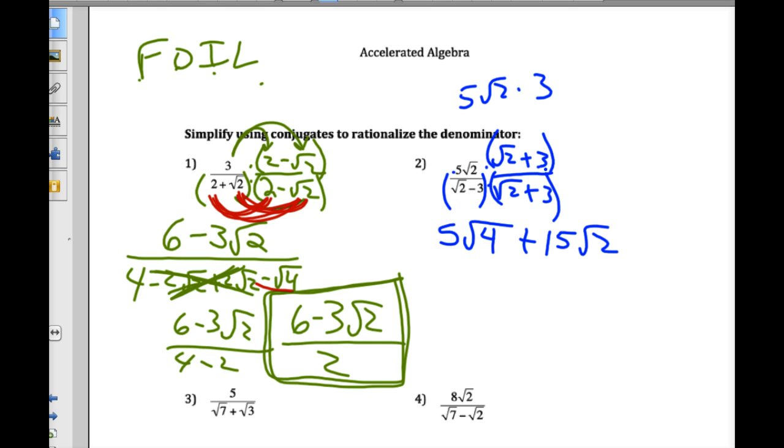Now, Henry, do FOIL on the bottom. Radical 4 minus 3 radical 2 plus 3 radical 2.